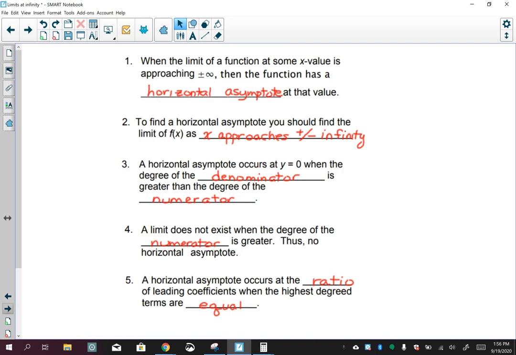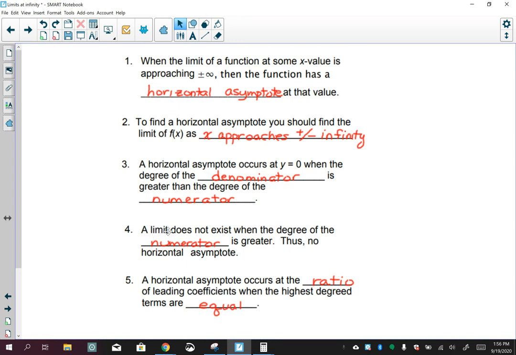So these are just 5 things to remind you of what we did. Number 1, when the limit of a function as x approaches positive or negative infinity is some value, then the function has a horizontal asymptote at that value. Number 2, to find a horizontal asymptote, you should find the limit as x approaches positive or negative infinity. Number 3, a horizontal asymptote occurs at y equals 0 when the degree of the denominator is greater than the degree of the numerator.